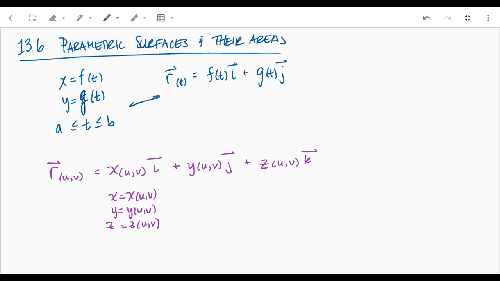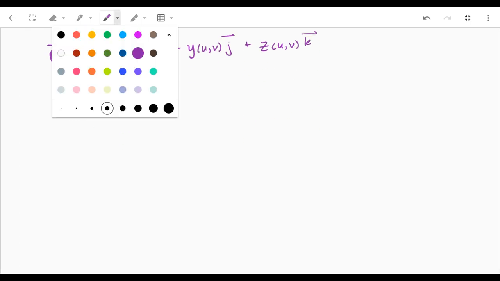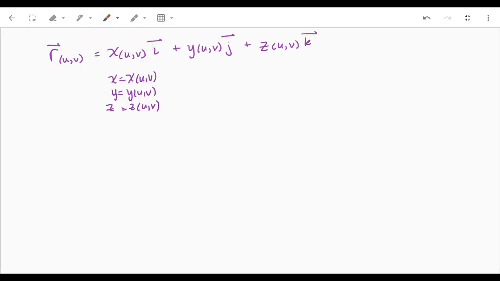So if you look at an example, this is exercise 4 in your book. The parameters they use for this one are s and t. We have this in component form: s times the sine of 2t, s squared, and s cosine of 2t.